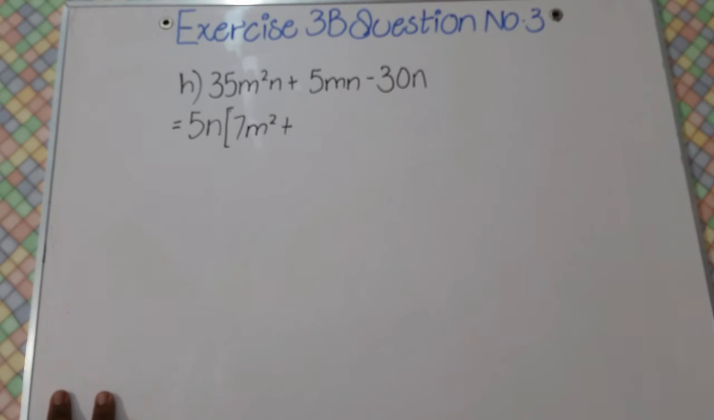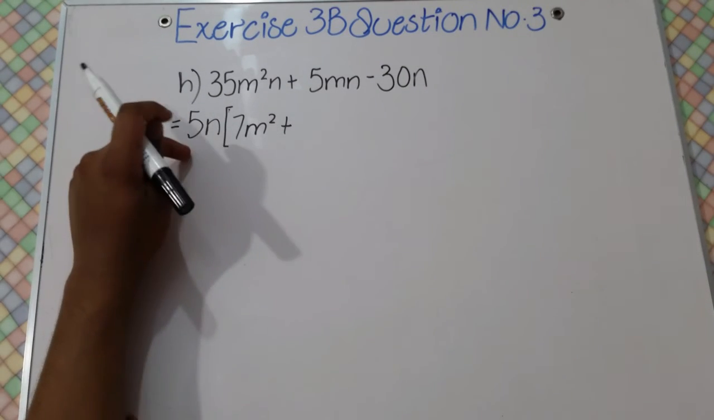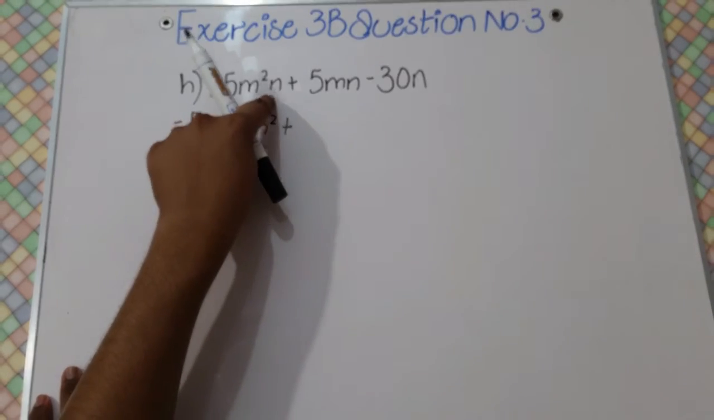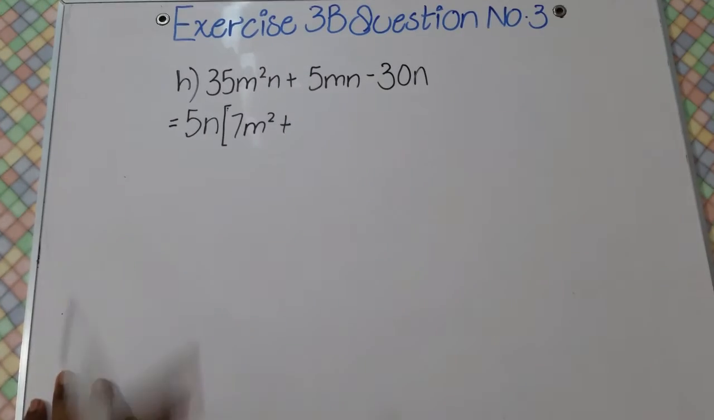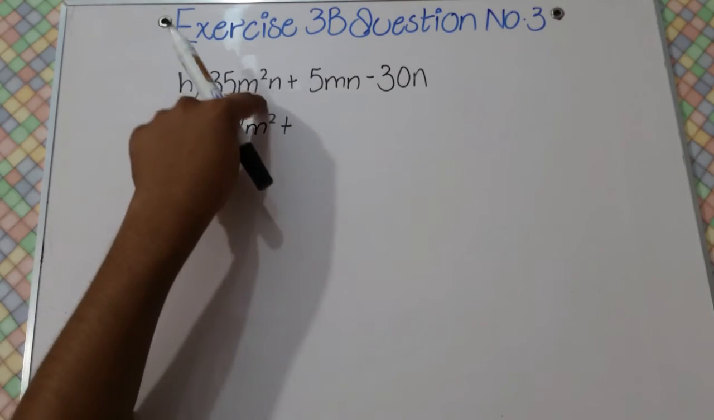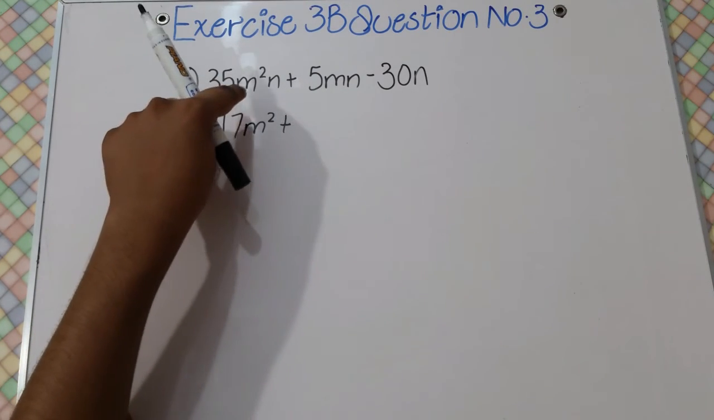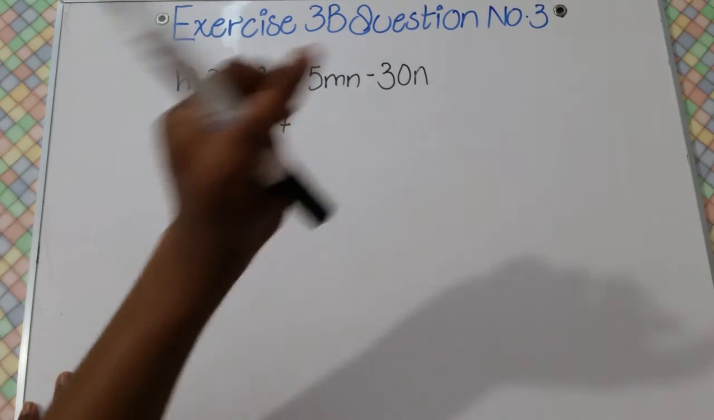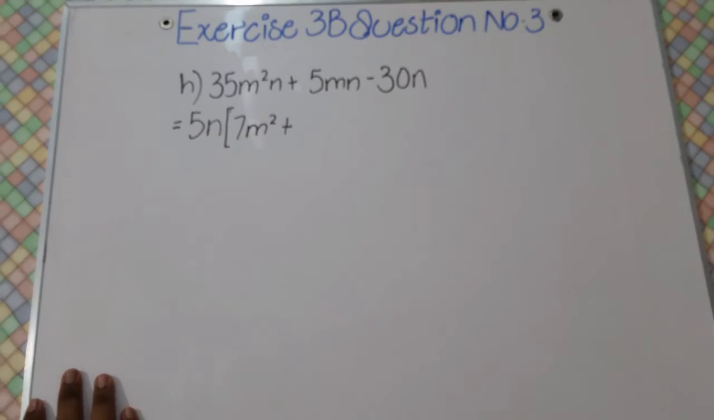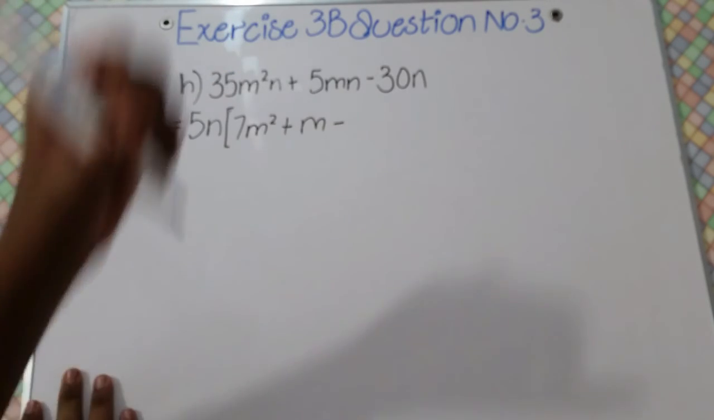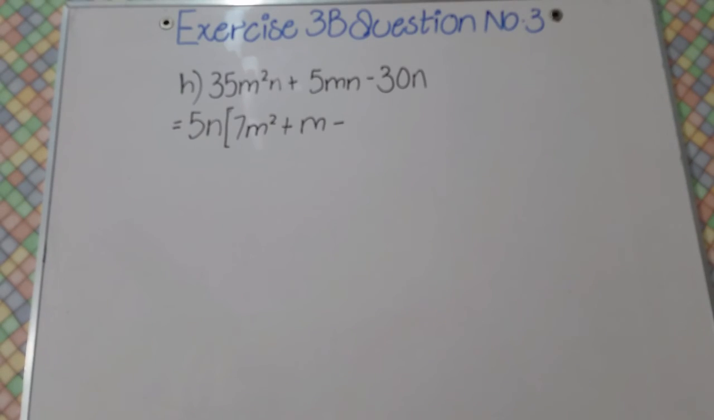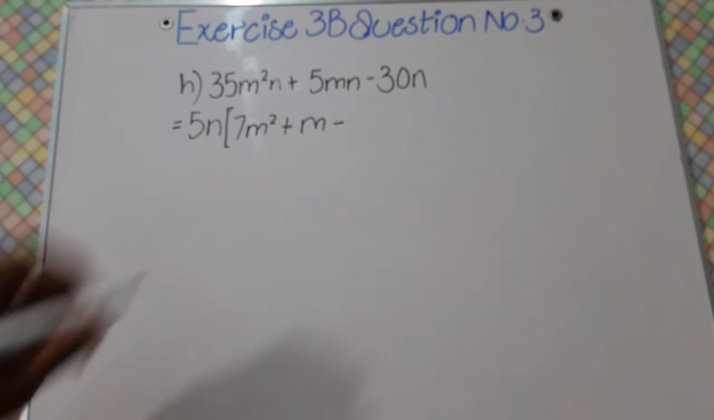So it's your choice whether you want to write 1m or only m, because we have taken out 5, the common, and n. Here n and n would be removed, because n is common in all the terms, 35m square, then 5m, and then 30n. So n is the common now, and 5. I'm only going to write m; you can write 1m or m. Then minus 5 divided by 30 is 6.